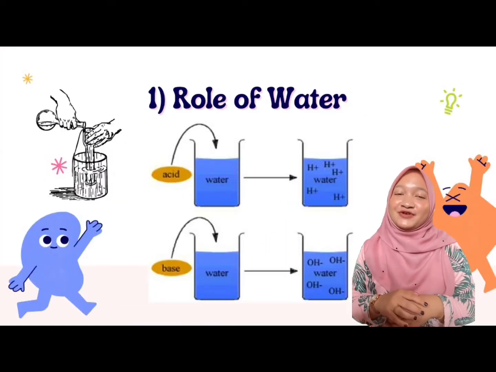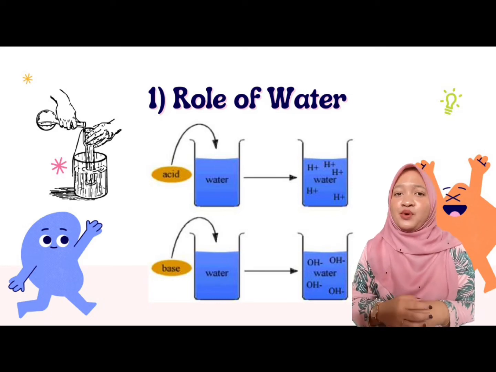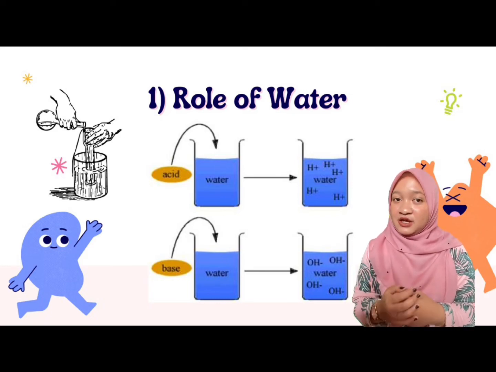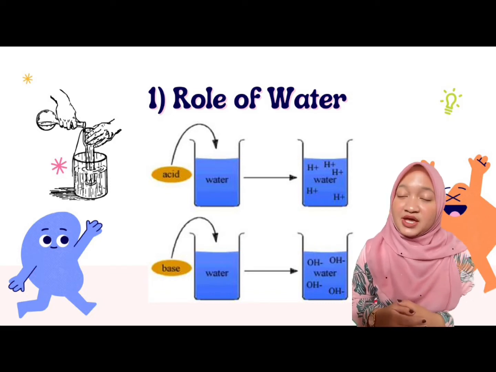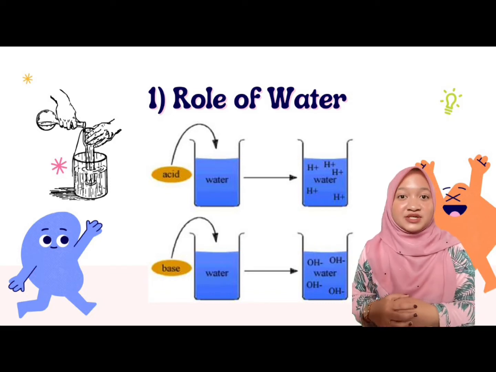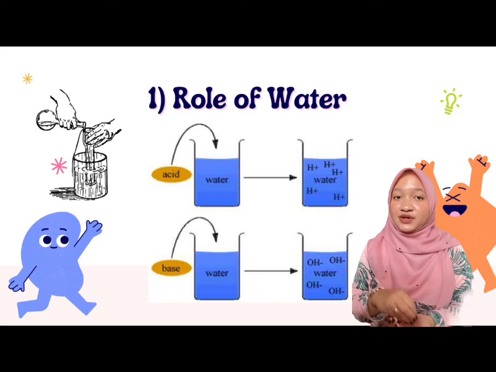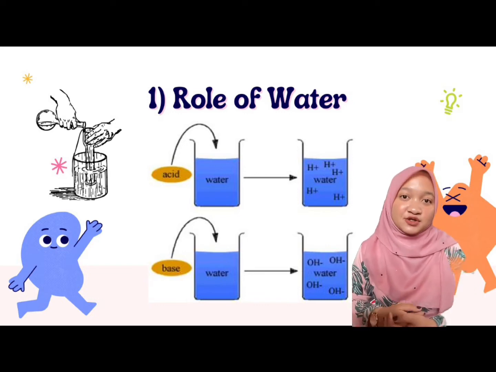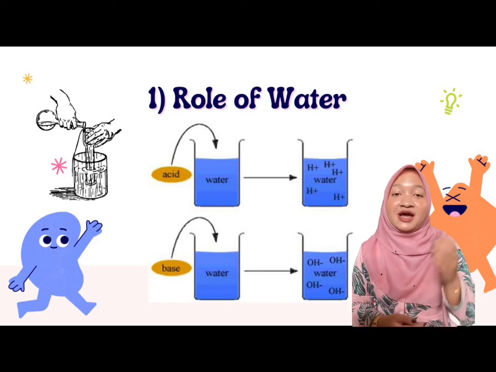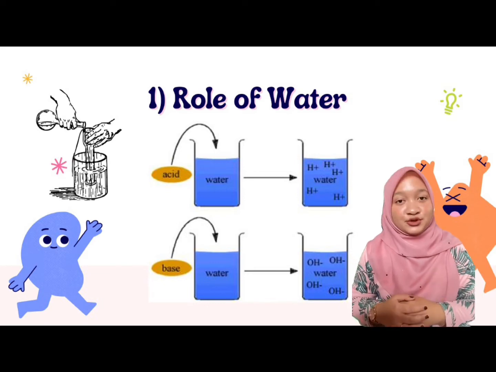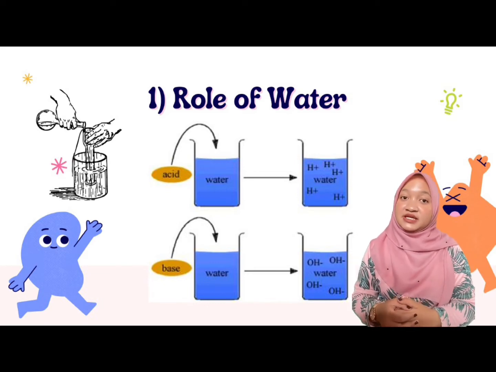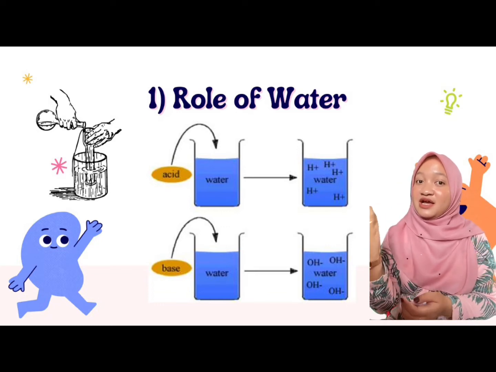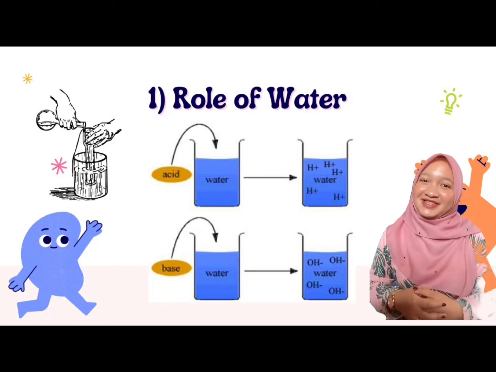The first one is that you need to know what the acid and the alkali are. Based on the Arrhenius theory, the role of water is that when an acid dissolves in water, it will produce hydrogen ion, while an alkali will produce hydroxide ion. For example, sodium hydroxide will produce hydroxide ion that moves freely in the water.